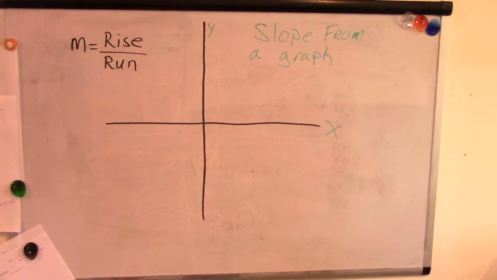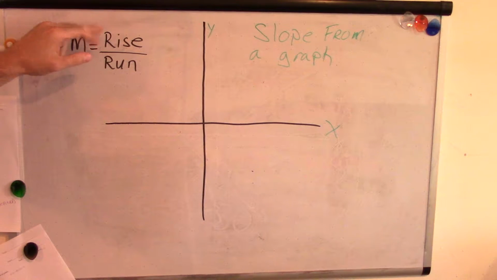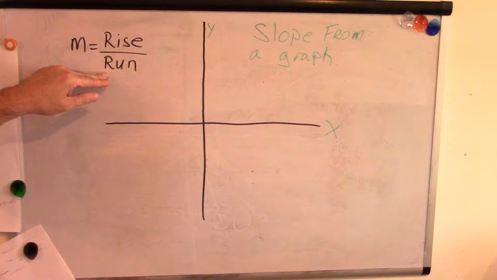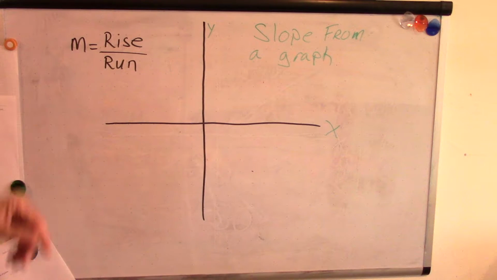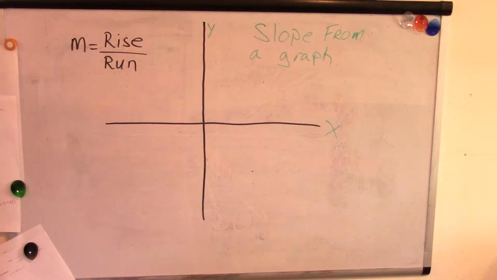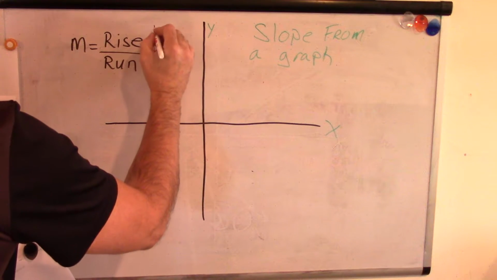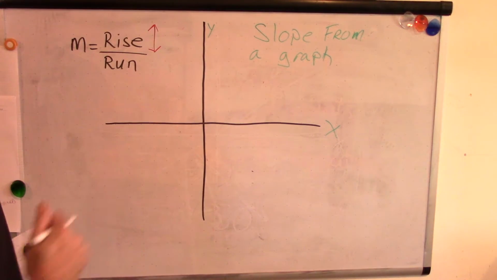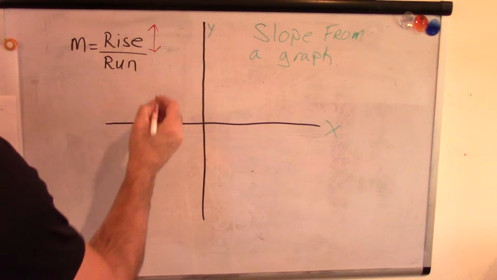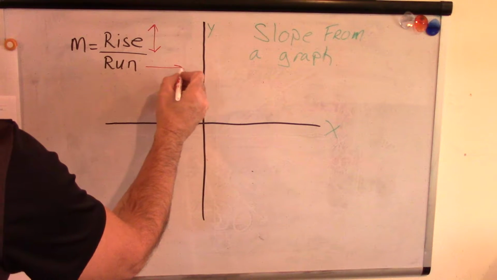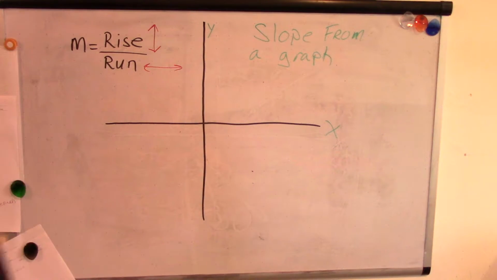Remember, slope is rise over run. We call slope m. Rise over run: the change in the y's over the change in the x's. How far up, how far over. Rise is your change in y, so how far vertically, up or down. Run is your change in x's, so how far left or right.